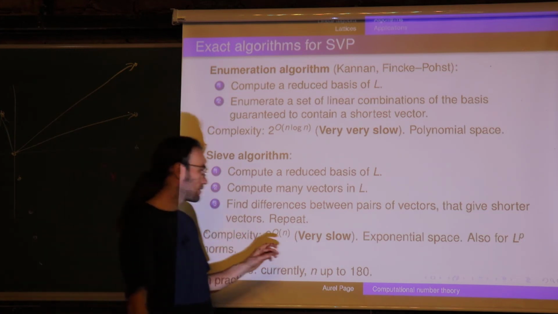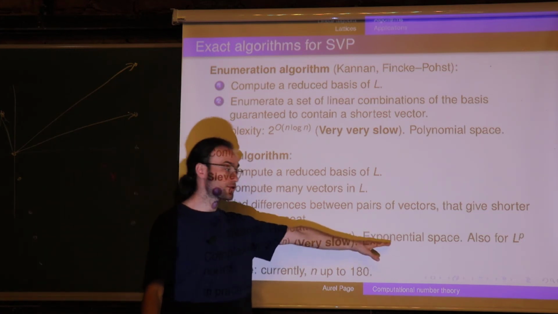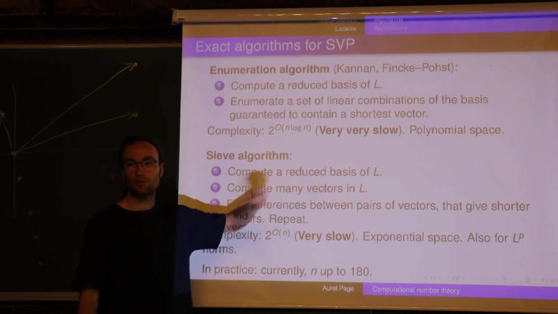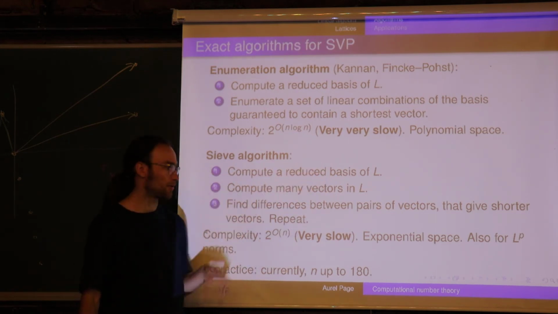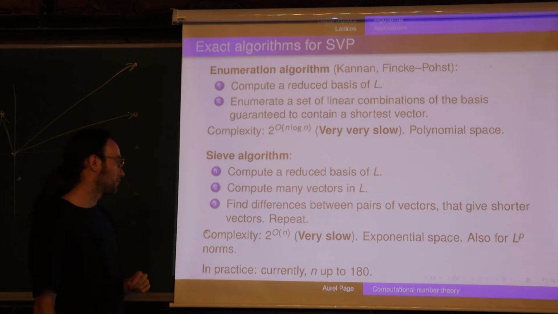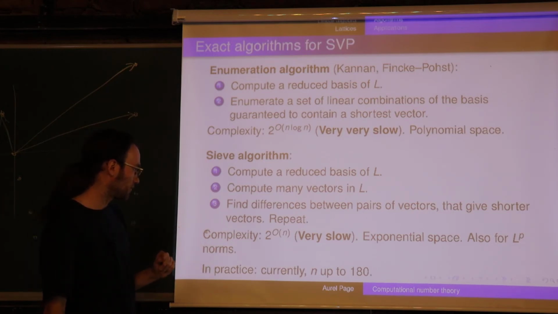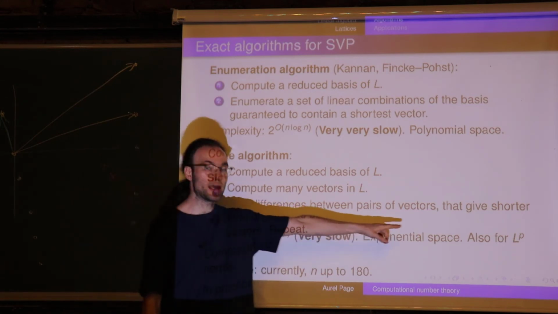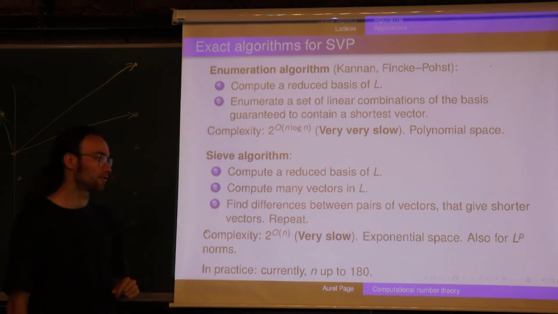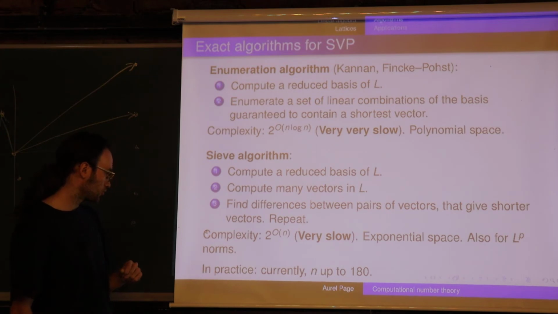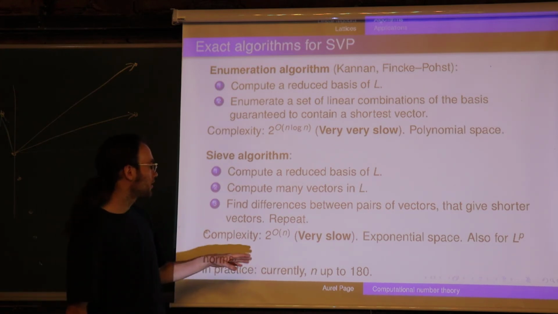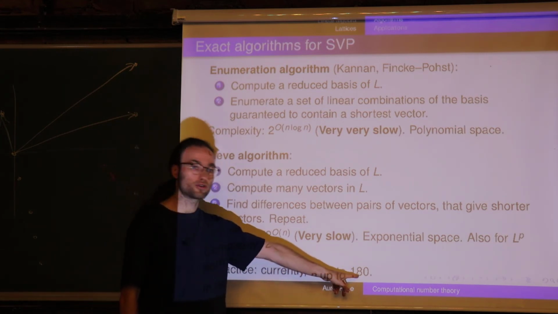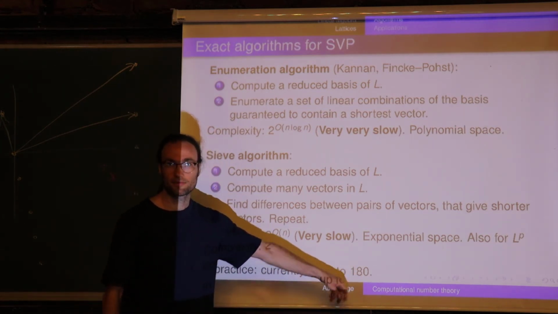One problem with this is that it also takes exponential space, because you have to store all of these vectors that you want to compare essentially pairwise. But still, you can make it work nonetheless. And it also works for LP norms, not just the Euclidean norm. And just to give you an idea, currently, using these methods, the record is in dimension 180.